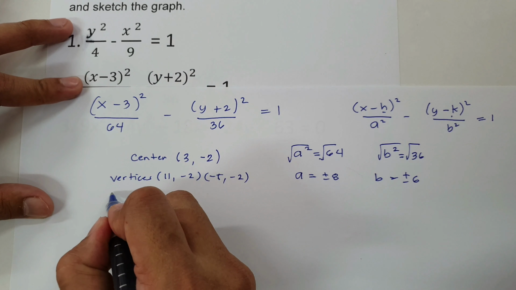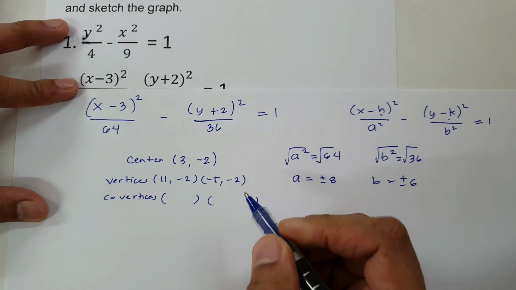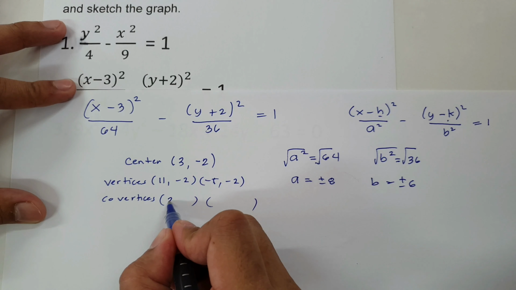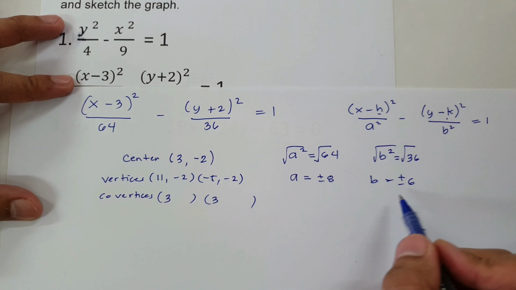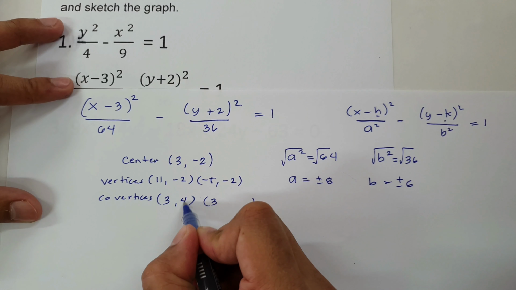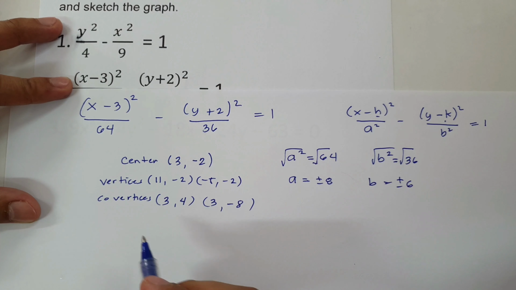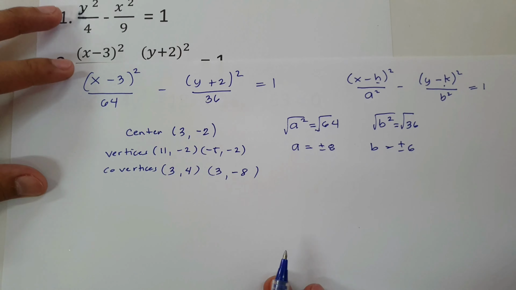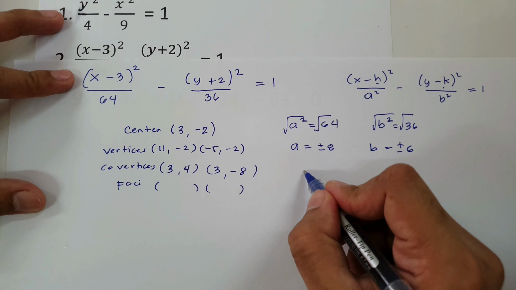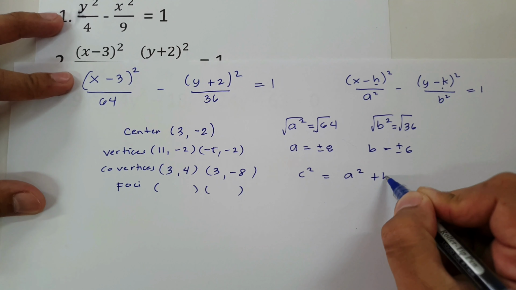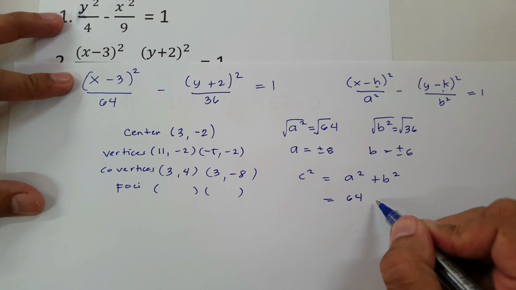Now let us determine the coordinates of the co-vertices. This time, we simply copy the value of h, which is 3, and add the value of b to the value of k. Negative 2 plus 6 gives us positive 4. Negative 2 plus negative 6 is negative 8. So those will be the coordinates of our co-vertices. Next, let us determine the foci. To find the foci, we use the formula c squared equals a squared plus b squared. The value of a squared is 64, and the value of b squared is 36.